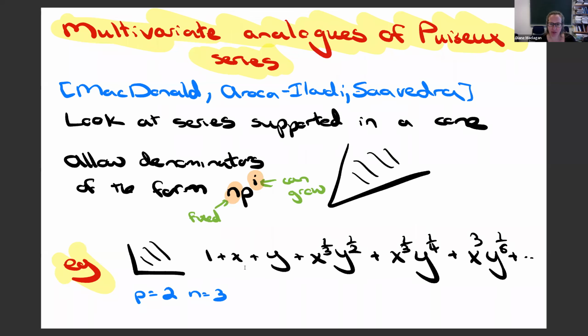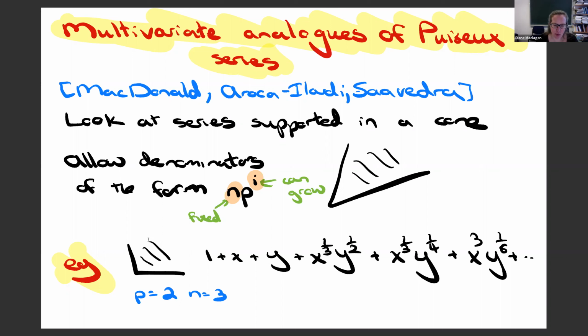Now we come to the last 20 years or so, and let's think about multivariate analogs. What we want to do now is look at series. The idea is roughly that we pick a direction, and look at series supported in cones that lie on one side of a complementary hyperplane. We have the same condition on denominators: we allow denominators of the form n times p to the i, where p is the characteristic of my field. n is fixed for any given series, but the powers of p can vary.